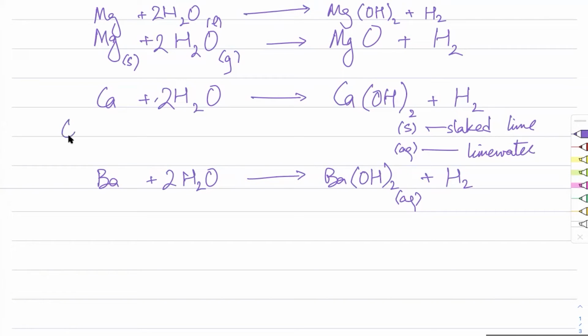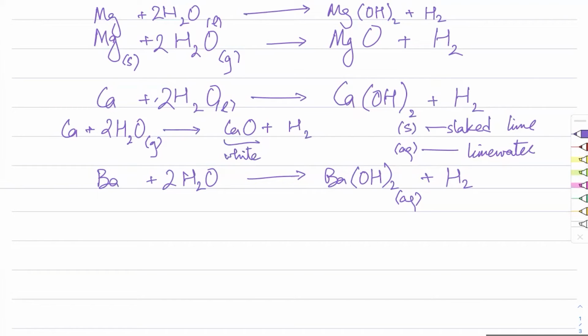For example, if I took calcium and reacted it with steam, the reaction is going to be really fast. A vigorous reaction, in fact. And it's going to produce calcium oxide and hydrogen with a very bright white flame. Barium will do the same thing. In fact, barium will explode with steam. Again, these things are white because they don't have transition metal in them.